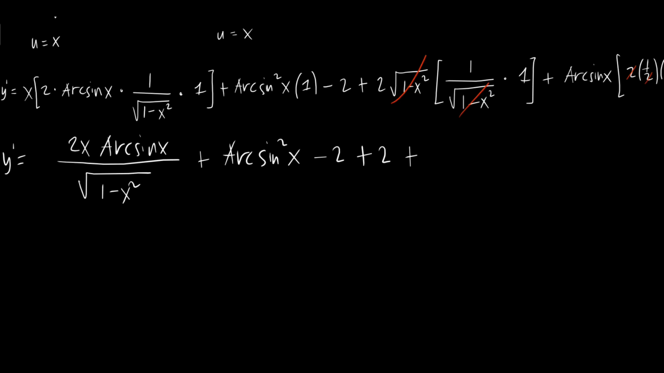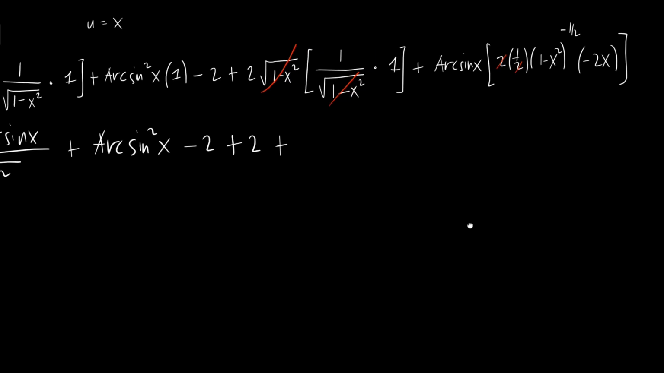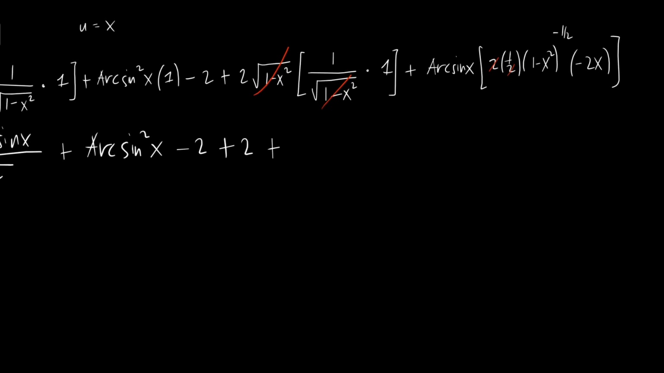Plus, we'll go to the final term. We have arcsine of x plus negative 2x, negative 2x arcsine of x. We have a negative exponent, so bring down that term: square root of 1 minus x squared.